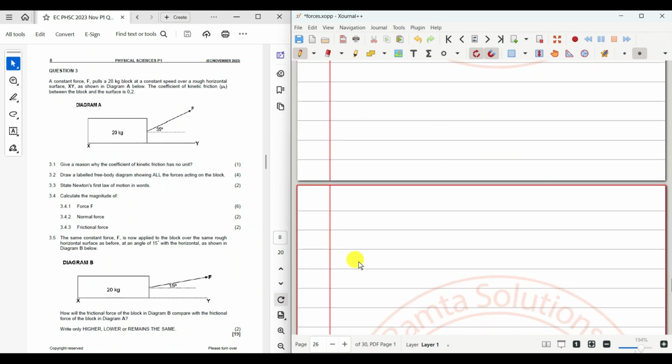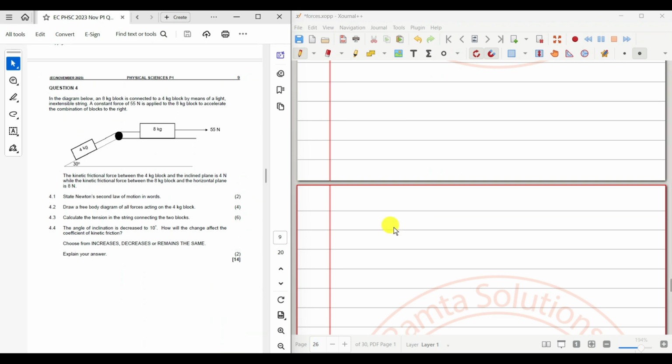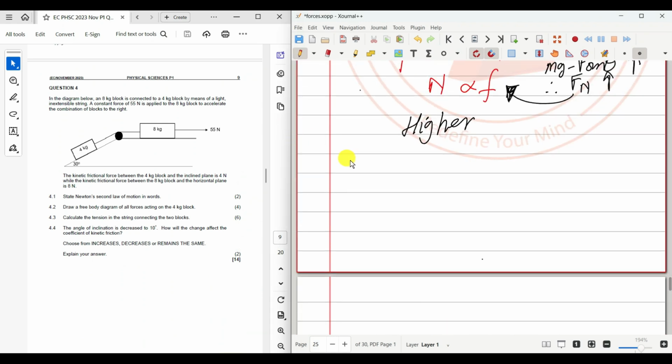Now, let's go to another one. This is question 4. In the diagram below, an 8-kilogram block is connected to a 4-kilogram block by means of a light inextensible string. A constant force of 55 newtons is applied to the 8 kilogram block to accelerate the combination of blocks to the right. The kinetic frictional force between the 4 kilogram block and the inclined plane is 4 newtons, while the kinetic frictional force between the 4 kilogram block and the horizontal plane is 8 newtons.